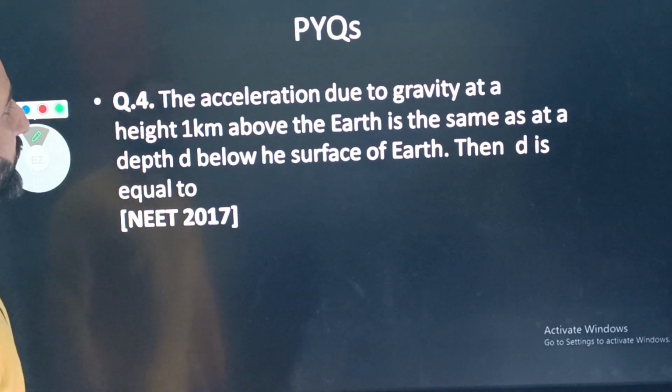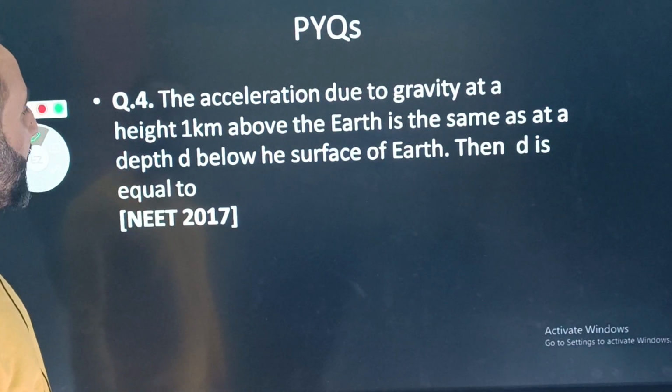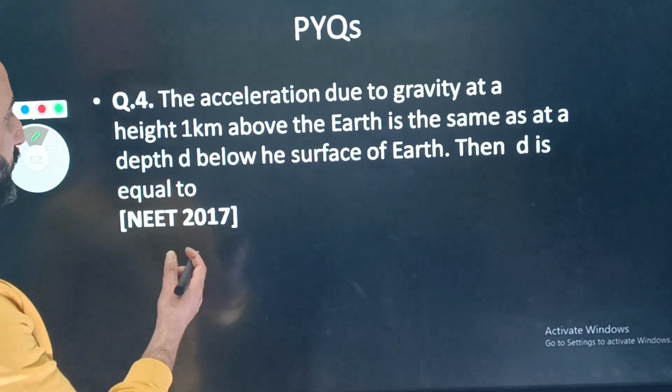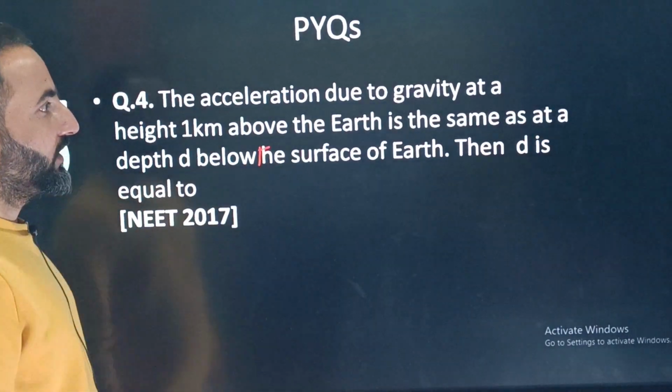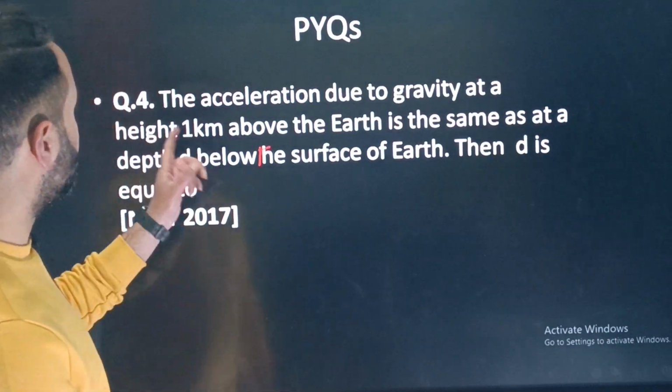First of all, what's given to you is that the acceleration due to gravity at a height of 1 kilometer above the earth is the same as that at the depth d below the surface of the earth. So this is actually below the surface of the earth. You are supposed to calculate the value of d, where h is equal to 1 kilometer.